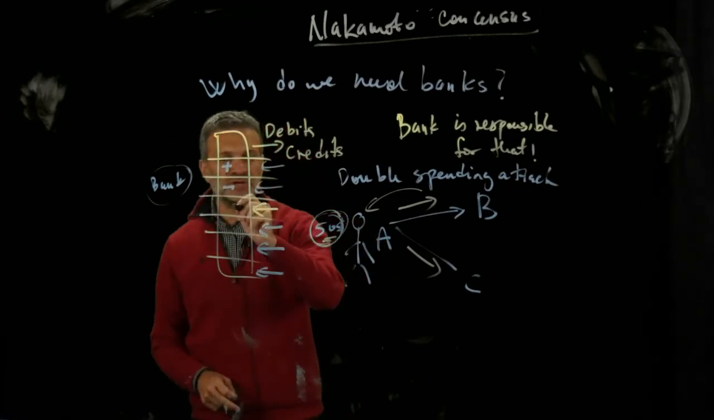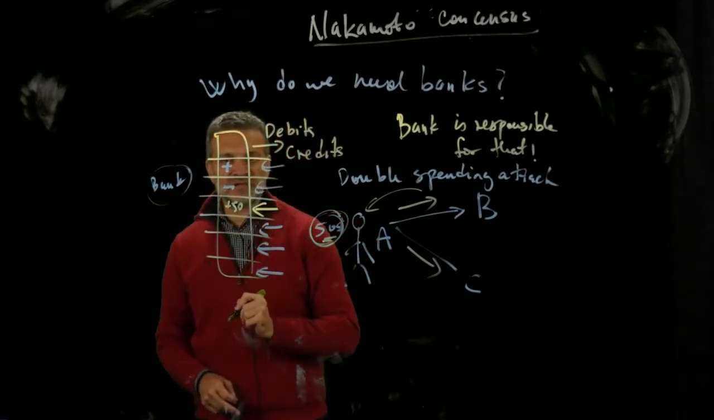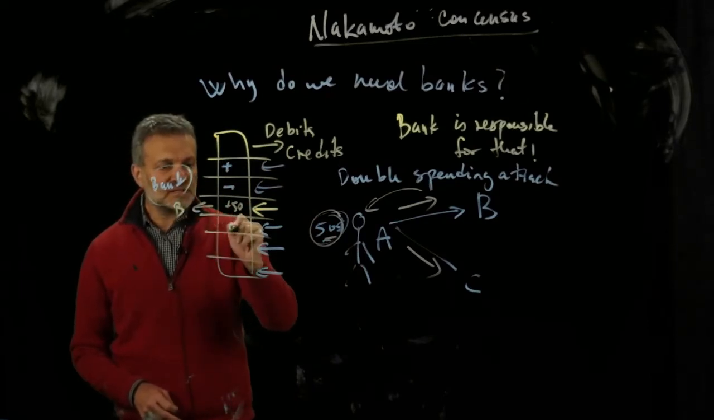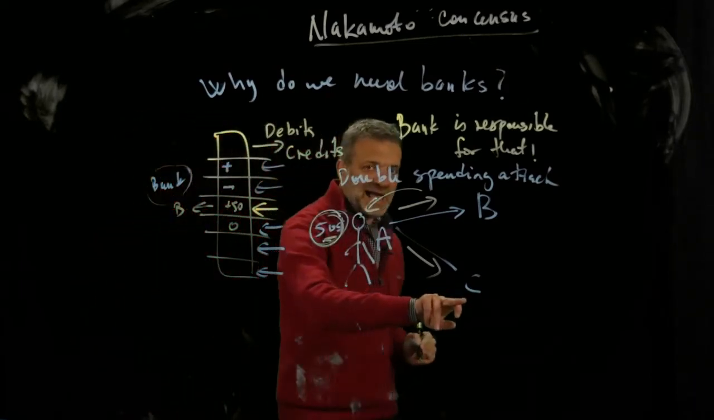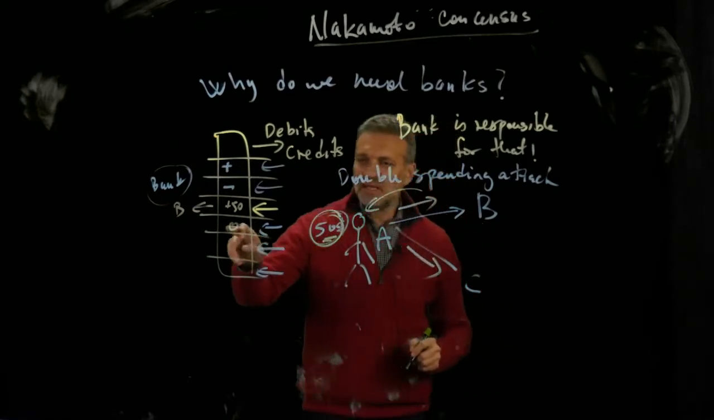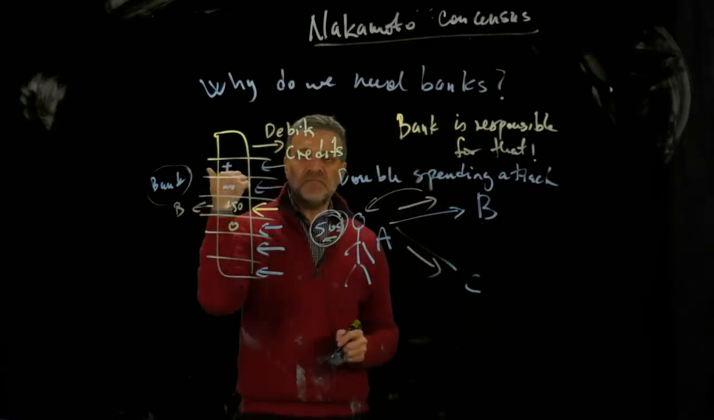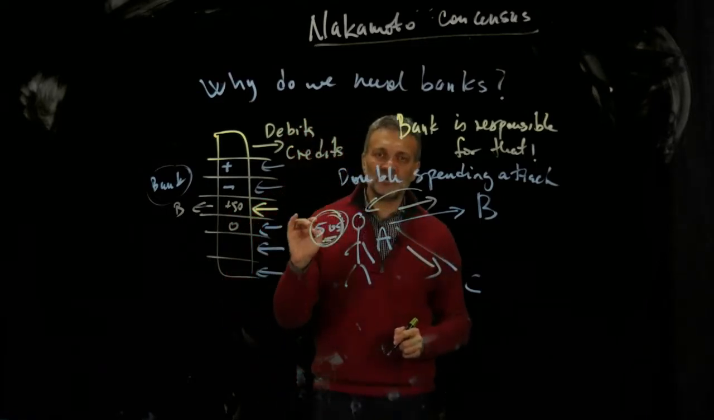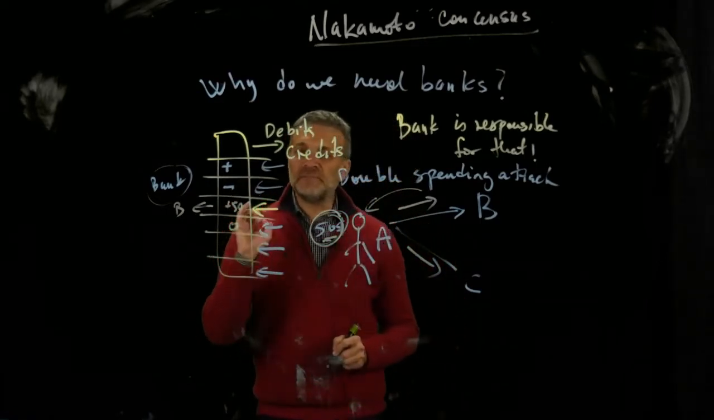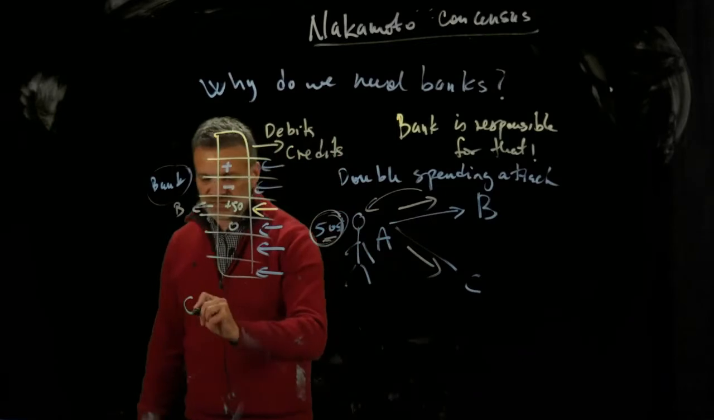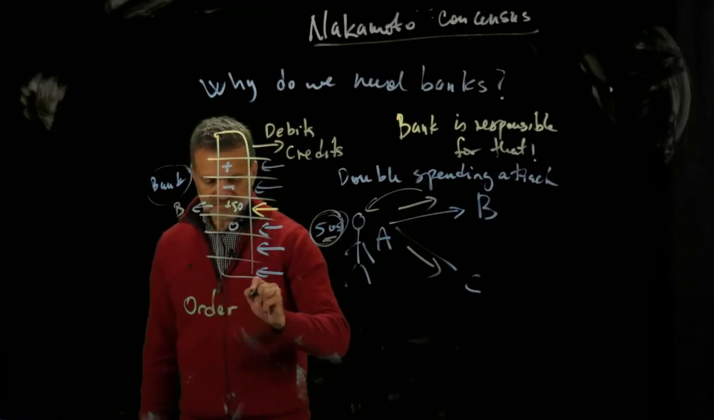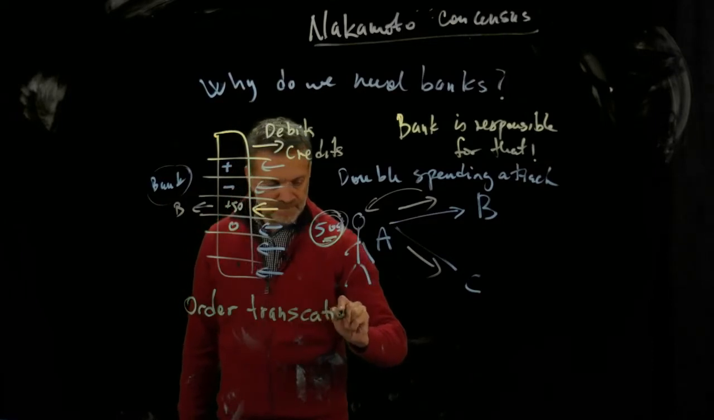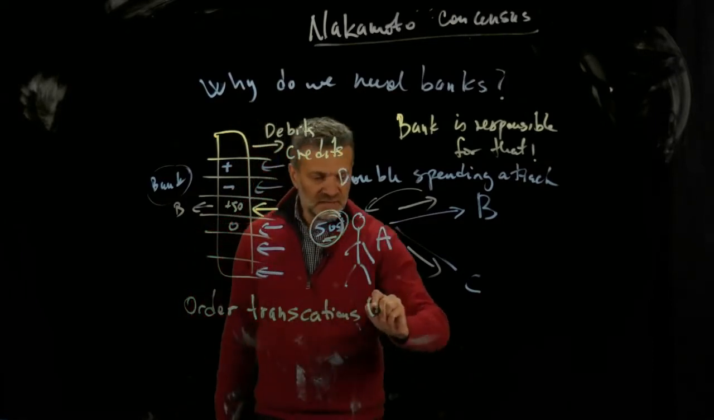The bank will record from plus $50 here that $50 went to Bob and then zero. When Kai comes to collect the money, it will be zero. So the bank as a central authority has only one role and one role only: the role of a bank is to order transactions. Basically, keep a ledger book.